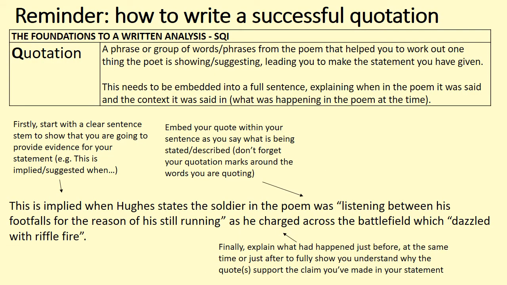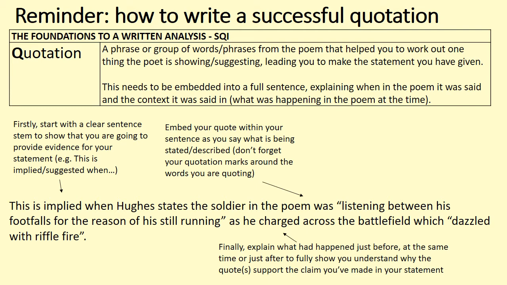Okay, so we've got our statement about Bayonet Charge, and as normal, we then need to back it up with a quotation section. And this isn't different from any other detailed analytical paragraph. So there's no difference here. It's just literally saying this is implied when the poet states this, or has the speaker state this, and then explain when and why it was said, giving the context of what was going on in the poem when this line was said. So as always, you're going to start with a clear sentence stem.